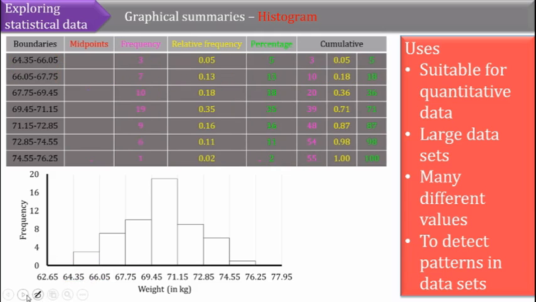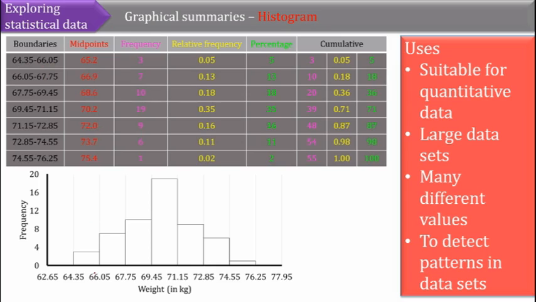Right, now there's one more column that we have for this histogram as opposed to the previous one, and the extra column will be the midpoint column. Now the midpoint is also called the class mark. Now calculating a midpoint is very easy. We simply add the lower boundary and the upper boundary, and we divide it by 2. So if we do that for each one, these will be the midpoints.